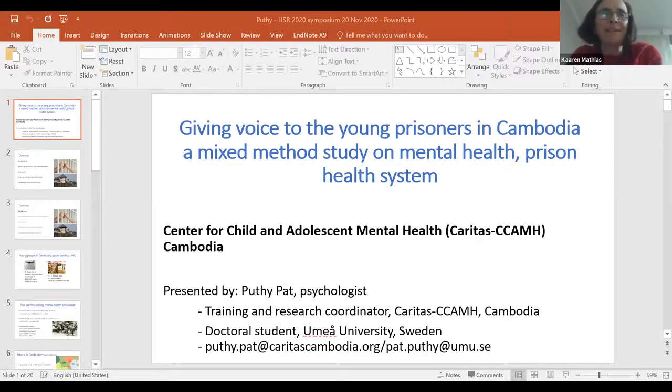We have next Putti, who is the Training and Research Coordinator at the Center for Child and Adolescent Mental Health in Cambodia. He leads a team which is doing operational research on psychological interventions for women who have been trafficked and siblings of children with neurodevelopmental disorders. And he's also a doctoral student in Umeå, and this particular focus of his has been using life skills interventions to promote mental health situations. So we're really happy to have Putti with us. Welcome, Putti, and we're looking forward to hearing what you've got to say. Thank you.